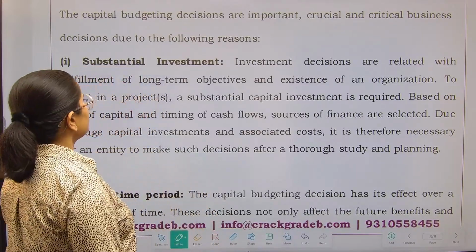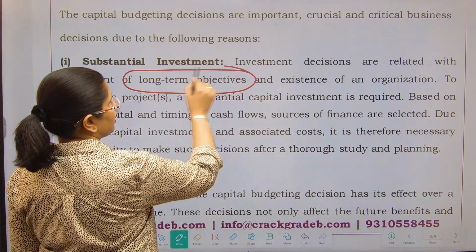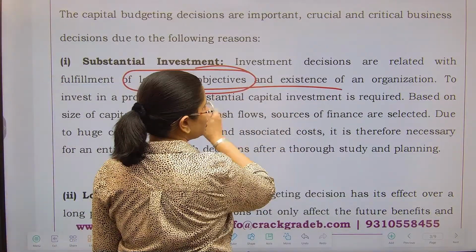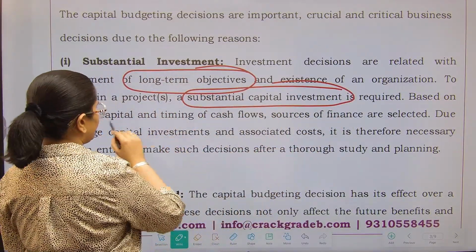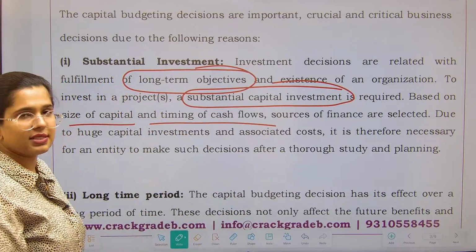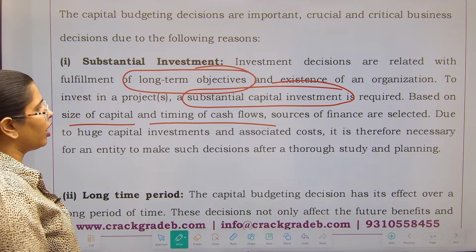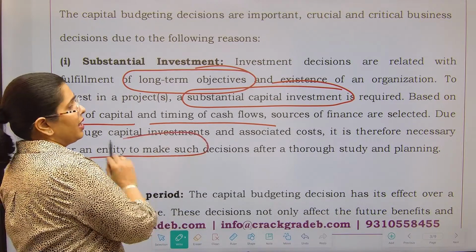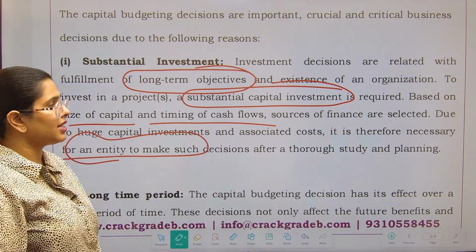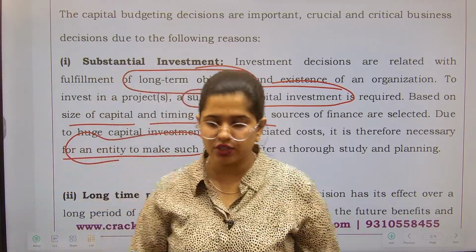Investment decisions are related to fulfillment of long-term objectives as well as the existence of the organization. Substantial capital investment is required, and based on the size of capital and timing of cash flows, sources of finances are selected. Due to huge capital investments and associated cost, it is necessary for the entity to make such decisions after a thorough study and planning. This is what we studied just now.